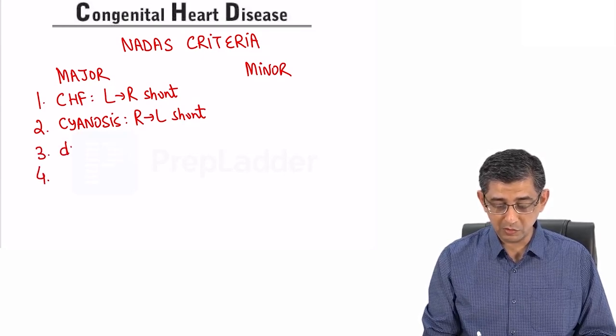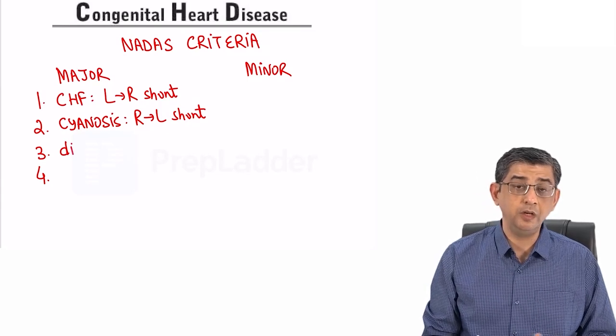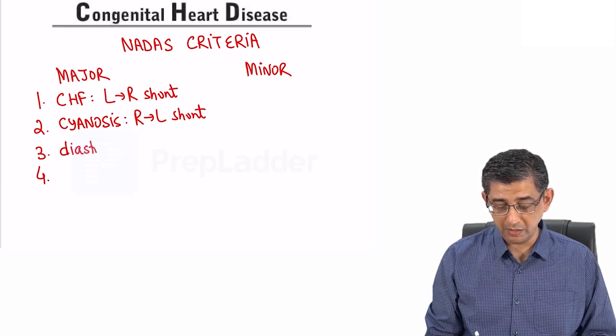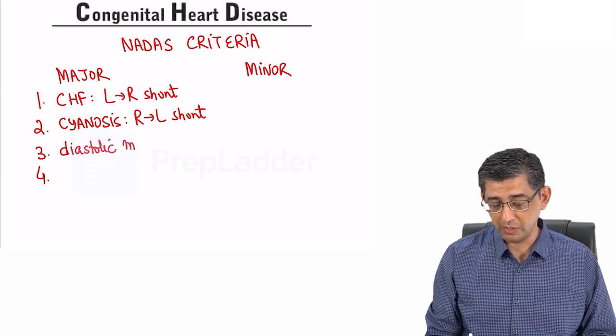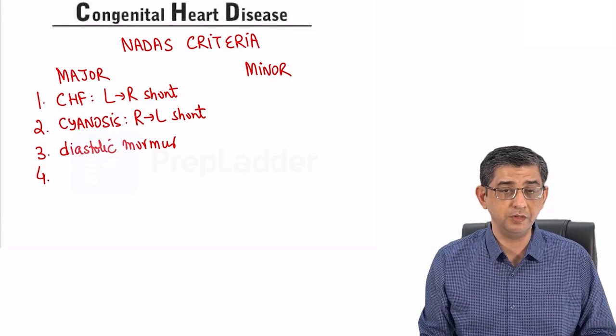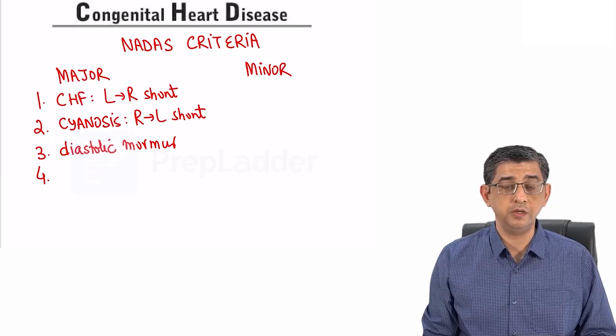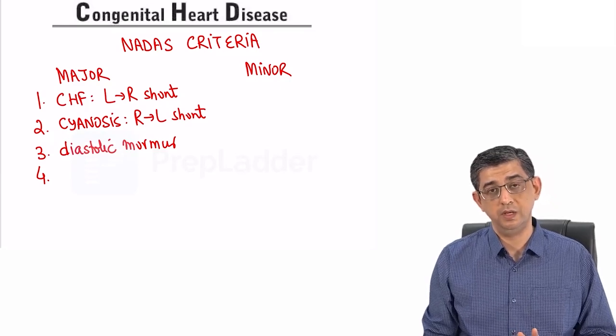Why? Because whenever there's going to be any shunting of blood from any chamber to any chamber, there can definitely be a murmur created. You will notice that in the textbook, diastolic murmur is given above systolic murmur. I'll tell the reason for that. You see, systolic murmurs can occur due to hyperdynamic circulation as well.